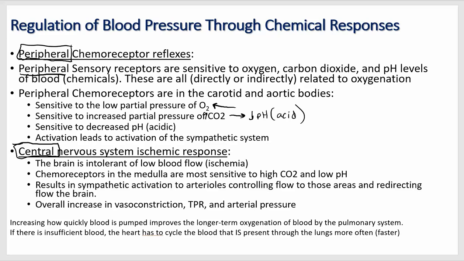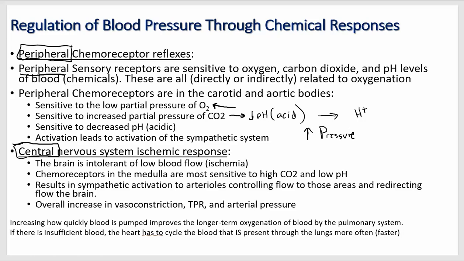Okay, so increased carbon dioxide, it's the whole CO2 plus water, carbonic acid, and we'll talk about that a little bit more when we talk about pulmonary, when we talk about acid base. But increased carbon dioxide is going to ultimately lead to more hydrogen. Okay, and that's what it's detecting. So activation leads to activation of the sympathetic system. So everything that comes along with the sympathetic system, increased heart rate, increased contractility, and some vasoconstriction, all of that's going to take place. So we have increased pressure.